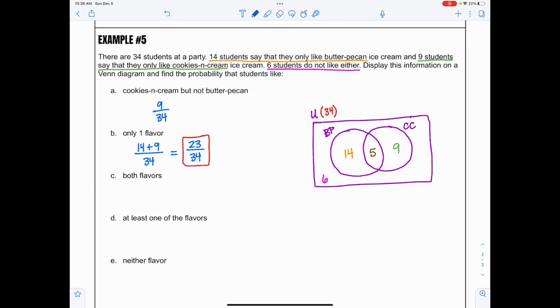We want to find the probability that they like both flavors. So the students who like both flavors are in the intersection, which is 5. So that's going to be 5 out of 34.